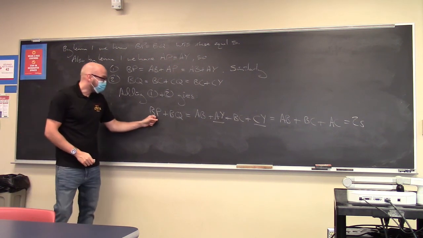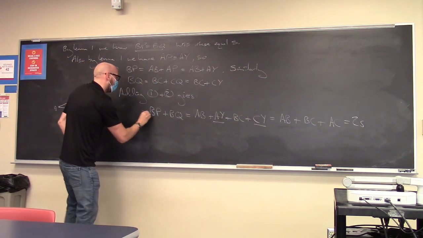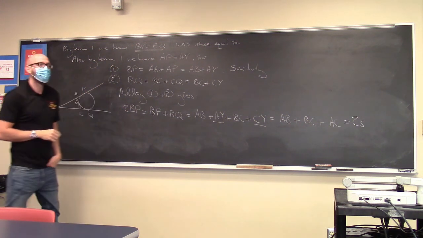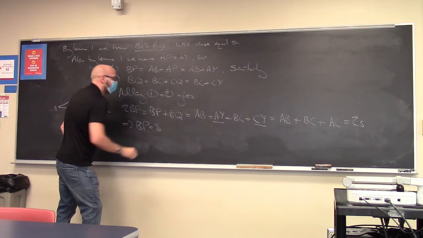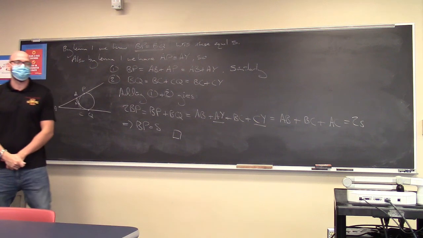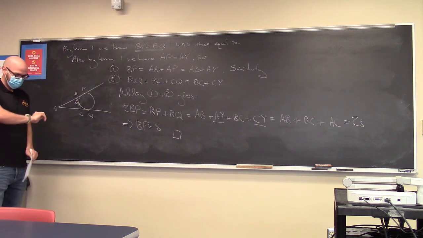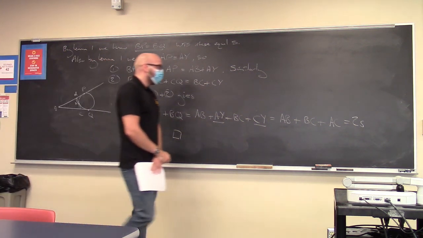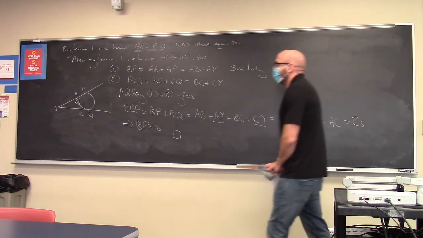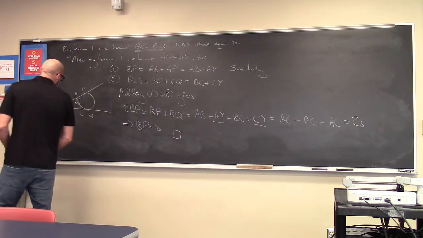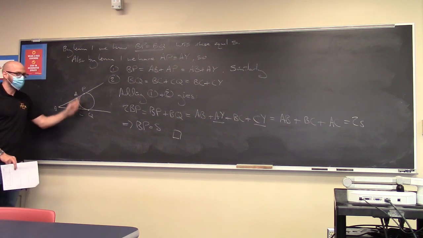What have we shown? We've shown BP plus BQ equals 2S, but hold on, we already know BP and BQ are the same, so I can just think of that as 2 BP. And dividing both sides by 2, that tells me BP is equal to S. And we're done. So not a difficult proof, it just uses over and over again the fact that tangents to a circle from the same point always have the same length. In fact, there's only 2 tangents, so it just means both tangents are the same length.